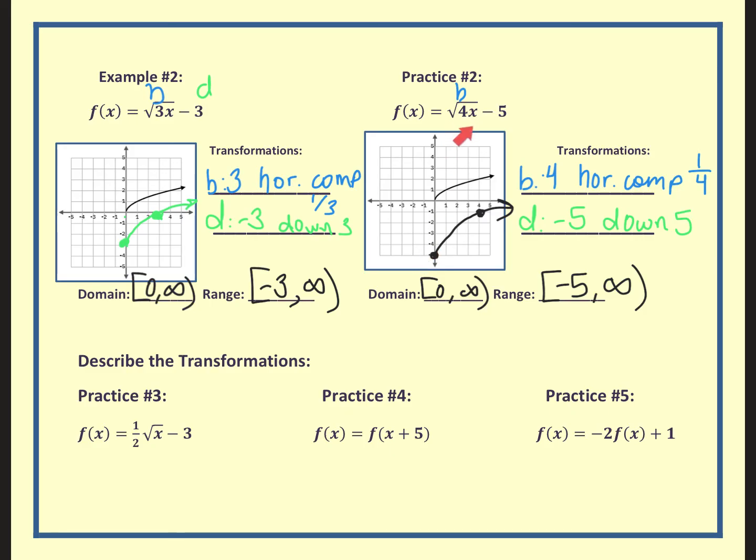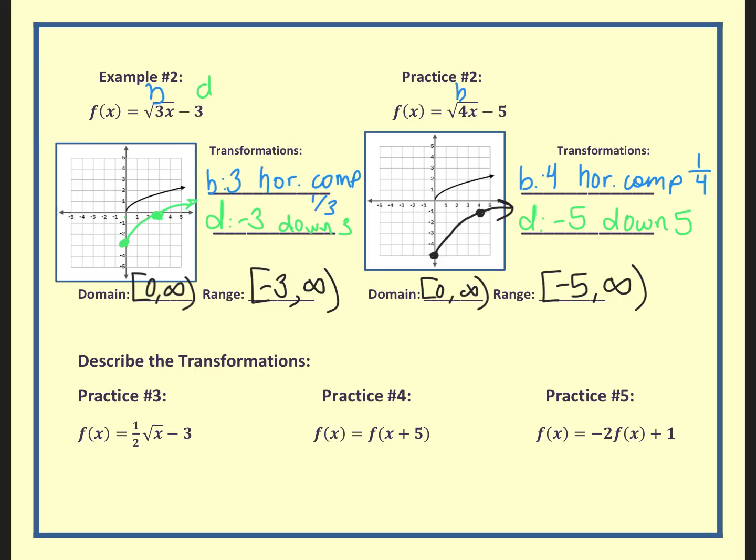I just plugged in a 4 here and found 4, -1 as a point, so I could graph it kind of accurately. So look, my domain did not change from the parent function, but my range did go down 5, so my range was -5 to infinity. Okay, so we have 3 more practice questions to end this lesson. I want you to go ahead and start with practice number 3. Go ahead and pause this video here and try this one on your own.